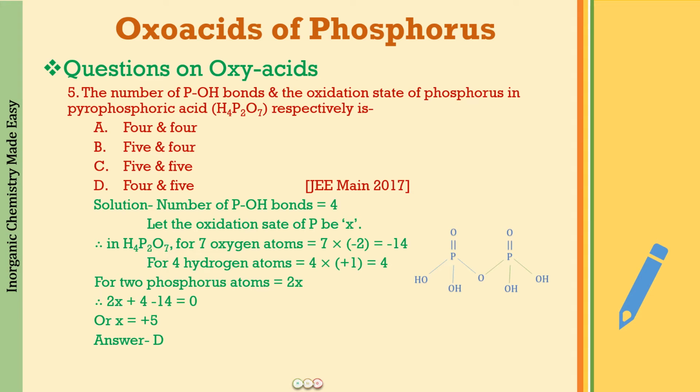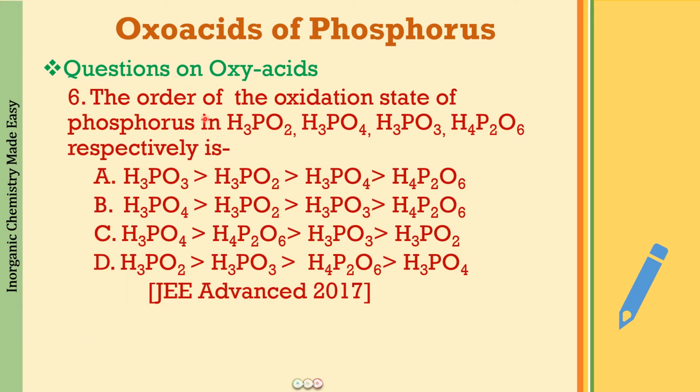Okay, so you can again very easily, without even calculating, remember the oxidation states of these oxoacids from my lecture. All right, the next question, again it is on oxidation state. The order of oxidation state of phosphorus in H3PO2, H3PO4, H3PO3 and H4P2O6 respectively is, and this is a question which has been asked in the JEE Advanced 2017 examination. So you understand the importance of it. All right, let me give you the trick that I told in my lecture, how you can remember these oxidation states even without calculating. You can just write them very quickly. Let me show you what we did.